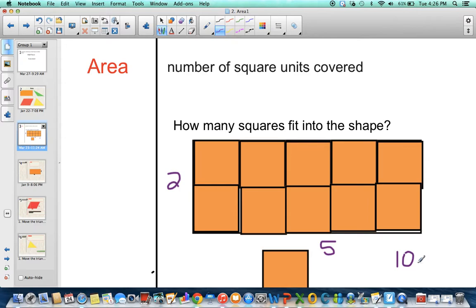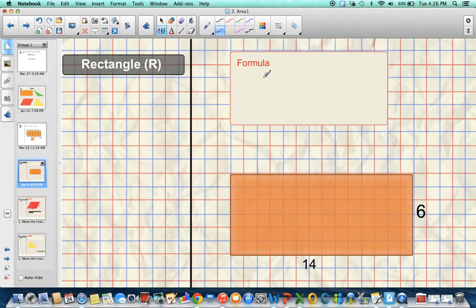With area, we always use our units and we always square it because I'm actually multiplying whatever my units here with my units here. So my units will always be units to the second power or units squared. So let's start with a rectangle.